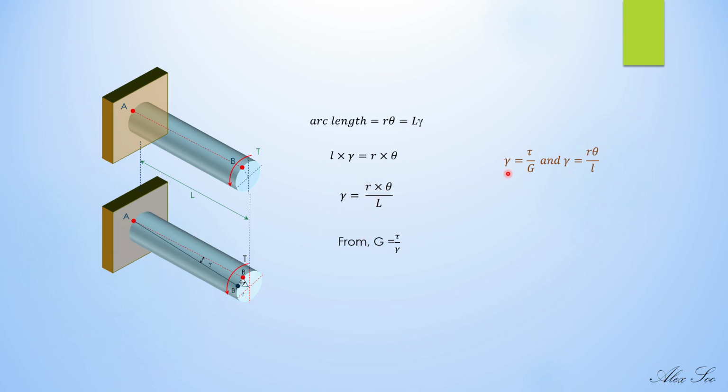So you substitute this gamma into this formula, and you will get this equation: tau over G equals r theta over L. Or rearranging this, you will get shear stress over radius r is equal to the product of shear modulus and the angle of twist divided by the original length of the shaft. This is one of the formulas which you should remember. Then the next part here, the stress.